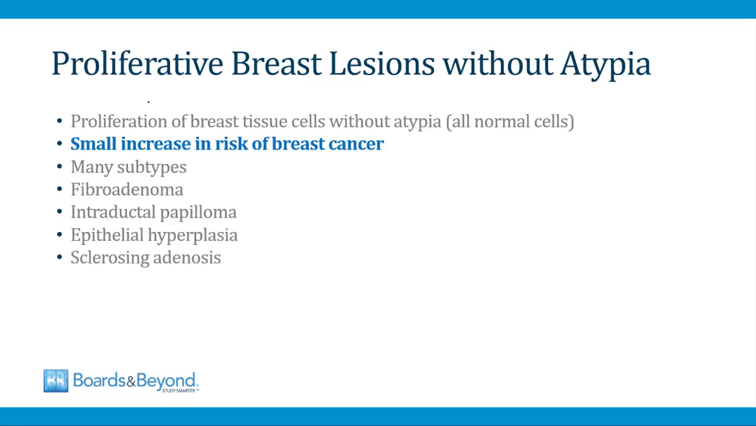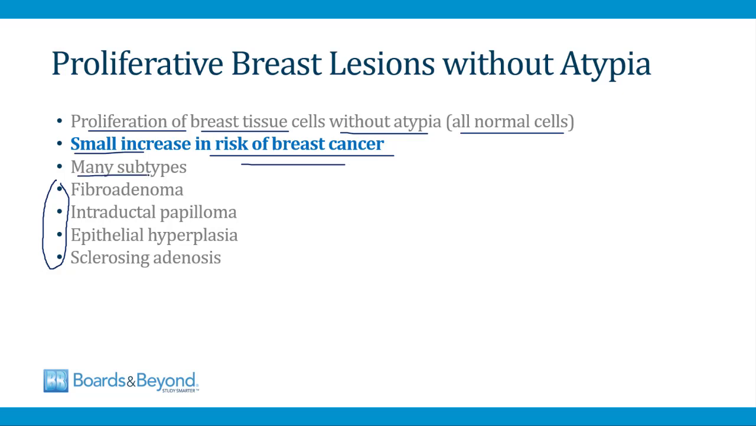So in a proliferative breast lesion without atypia, there's a proliferation of breast tissue cells, but there are no atypical cells, meaning all the cells appear normal. And the thing to know about these lesions is that they've all been associated with a small increase in the risk of subsequently developing breast cancer. So even though all these lesions shown on this slide are benign, once a woman has been diagnosed with one of these lesions, her risk of subsequent breast cancer is slightly increased.